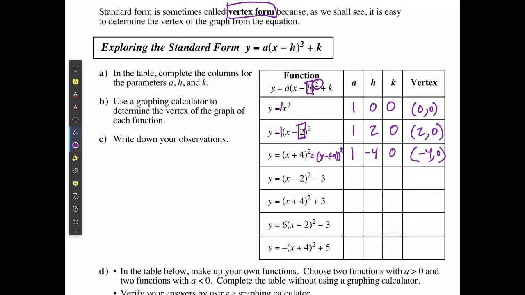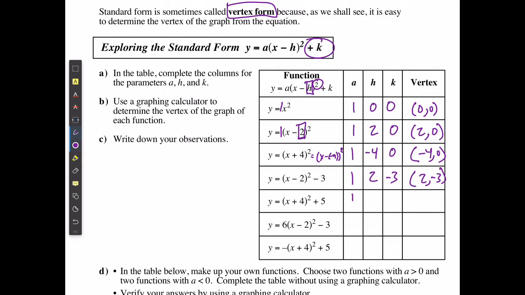For the next one, I have an a value of 1, I have an h value of 2, and now for the first time I have a k value, which is going to be this negative 3 at the end. Because it says plus k, I keep the same sign. I don't flip the sign like I did with the h. So I wind up with 2 and negative 3, where my vertex is.